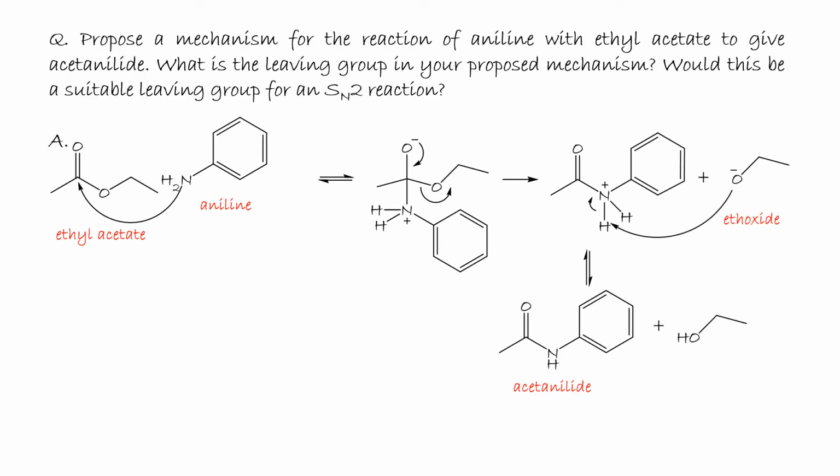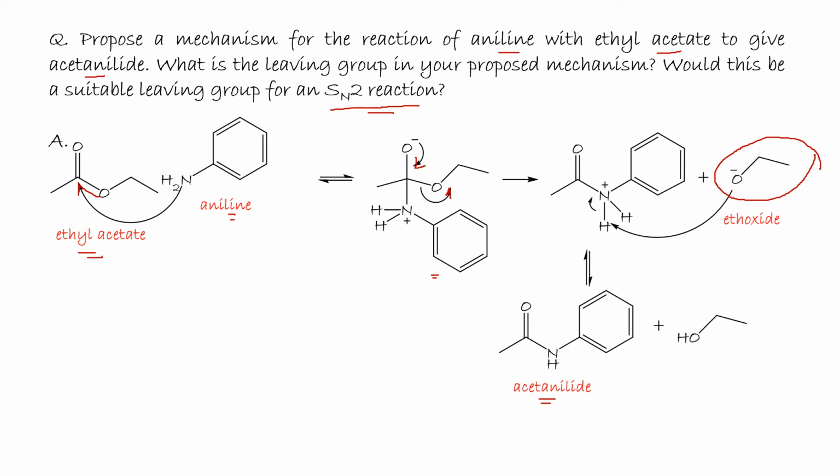Propose a mechanism for the reaction of aniline with ethyl acetate to give acetanilide. What is the leaving group in your proposed mechanism? Would this be a suitable leaving group for an SN2 reaction? Ethyl acetate with aniline, nucleophilic addition, tetrahedral intermediate, elimination, followed by deprotonation to furnish acetanilide, a secondary amide. And remember, here we have the ethoxide leaving group.